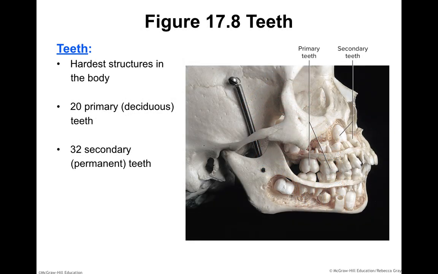Teeth are the hardest structures in the body. They are not made of bone. There are 20 primary or deciduous teeth. Those are the first teeth we get, and those are replaced by the permanent or secondary, and there are 32 secondary teeth.